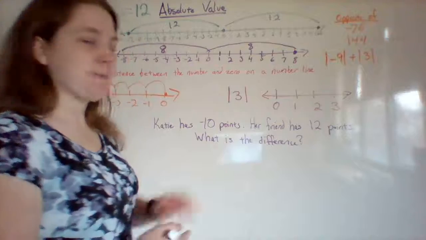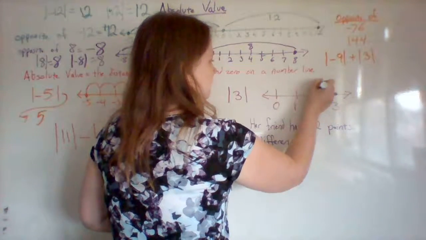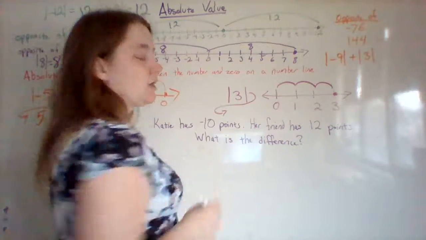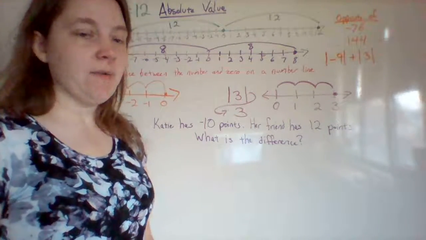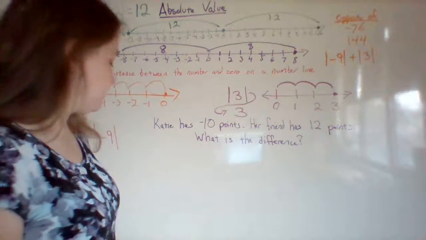So let's take a look at the absolute value of 3. We're going to start at 3, and to get to 0, that's going to take 3 steps. So the absolute value of 3 is going to be 3. Just looking at the distance, not the direction.